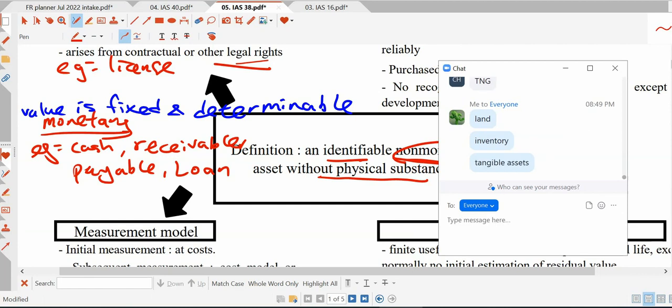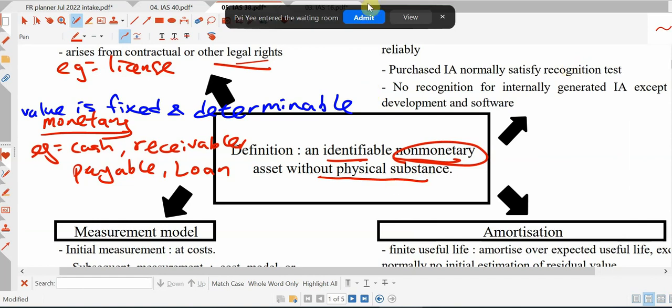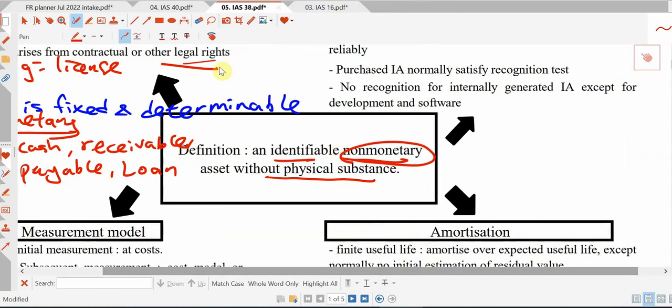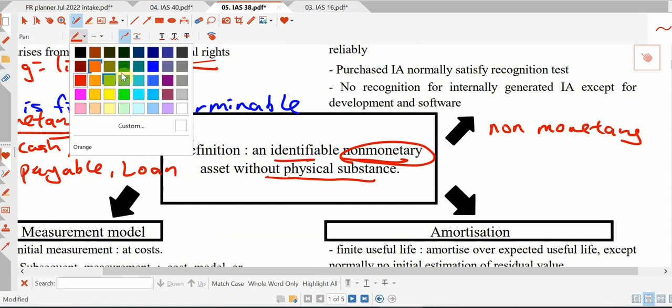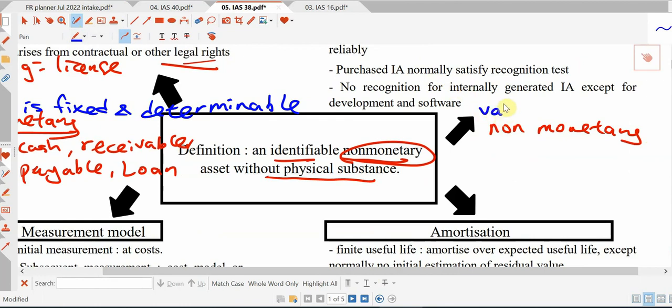But we are studying intangible assets. So let me come up with some suggestion here. Non-monetary. Value is negotiable.